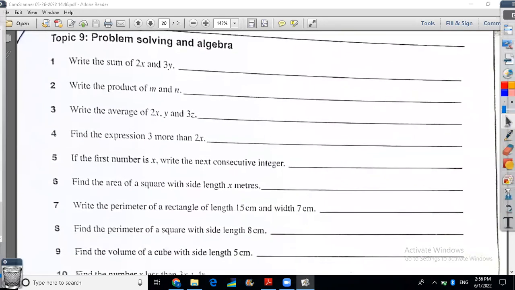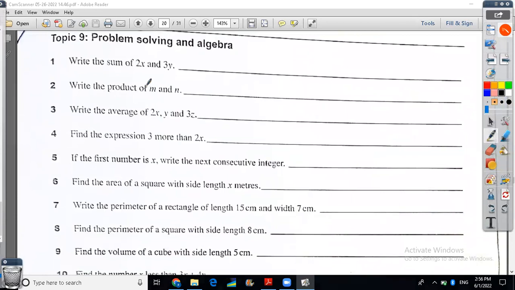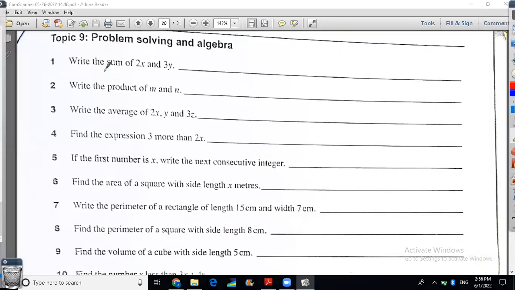All right, this page here is just asking you to write an expression. Write the sum of 2x plus 3y. Sum means what? Plus. So just add them up. Oh, mister, you cannot add x to y. Yes, you can. Just leave it as it is. What's the answer going to be? 2x plus 3y.